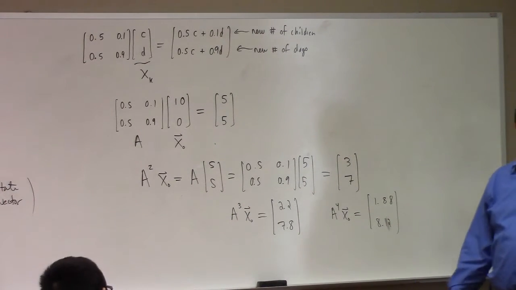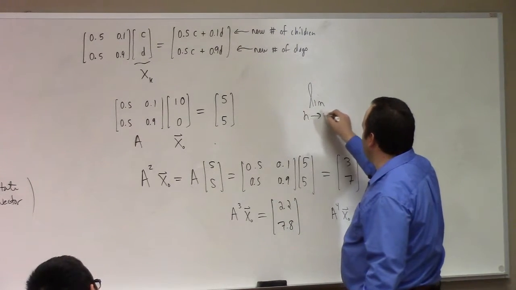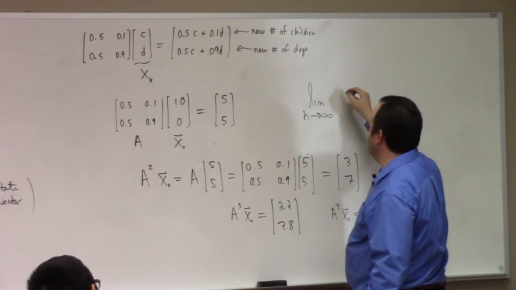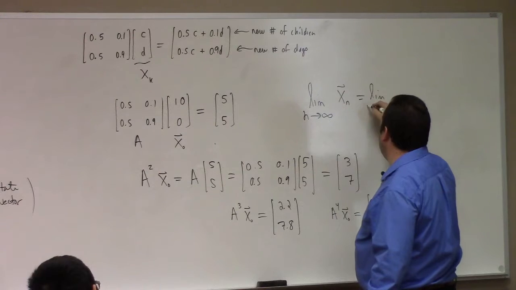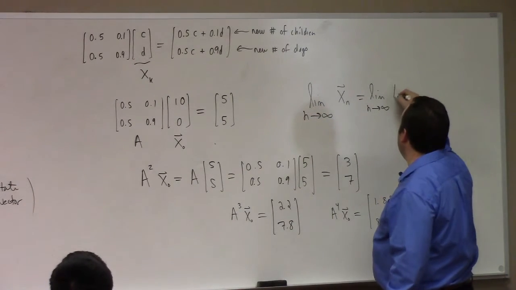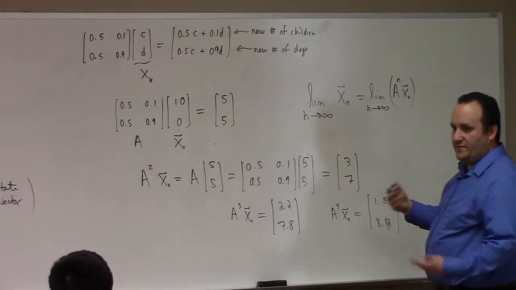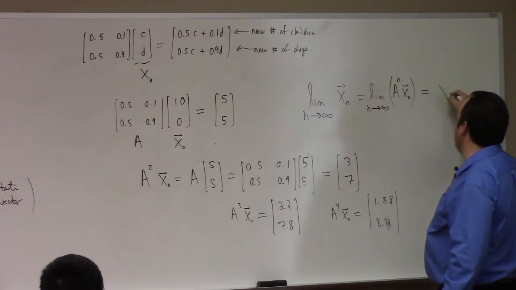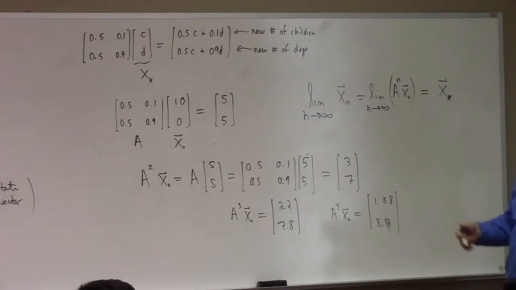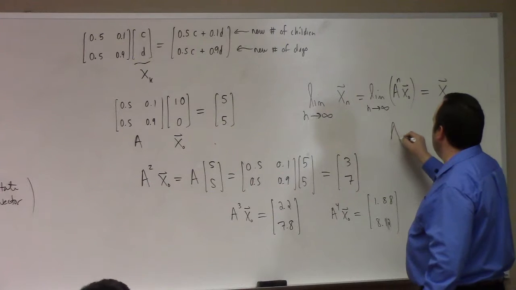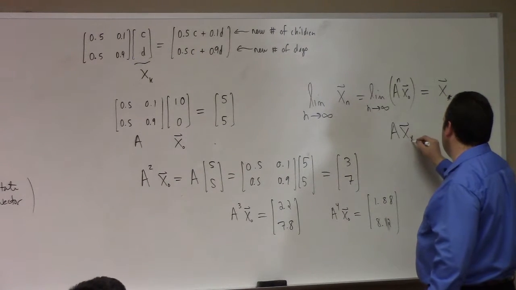Now, if there's a steady state, what would that mean? Like the limit as n goes to infinity of the nth vector, what should that be? No, not necessarily 0. That would be A to the n times x naught, right? If there's some steady state vector, we could call that x star. And so what would happen if you take A times x star?